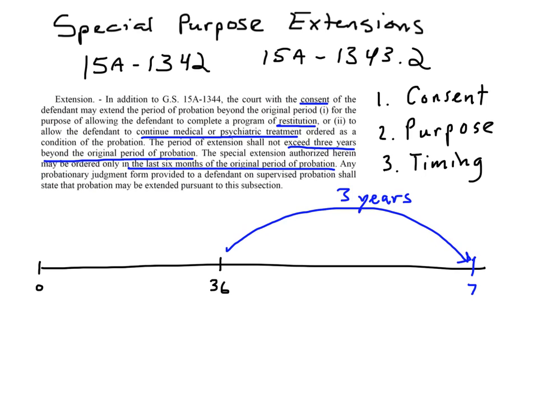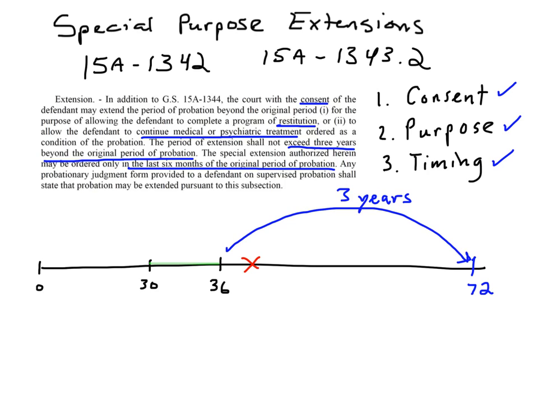And that would take it all the way out to 72 months if you had the defendant's consent, if it was for restitution or for treatment, and if the extension were not done until the last 6 months of the original period of probation, which in this case is 36 months. So you'd have this window from 30 to 36 where this extension could be done to satisfy the timing requirement. If the court had tried to do the extension any later than that, then obviously it would have been too late because the period of probation would have expired.